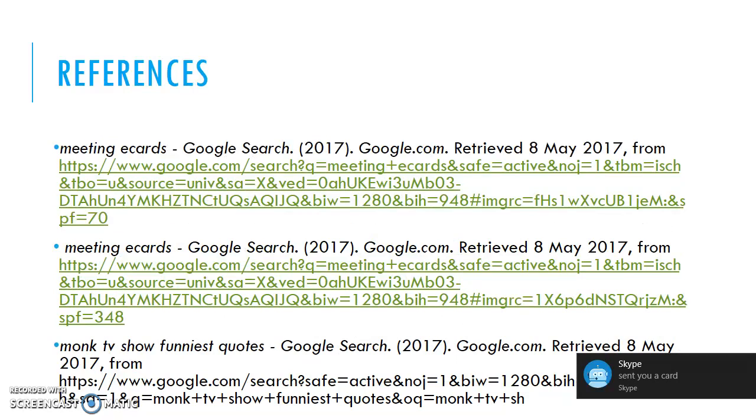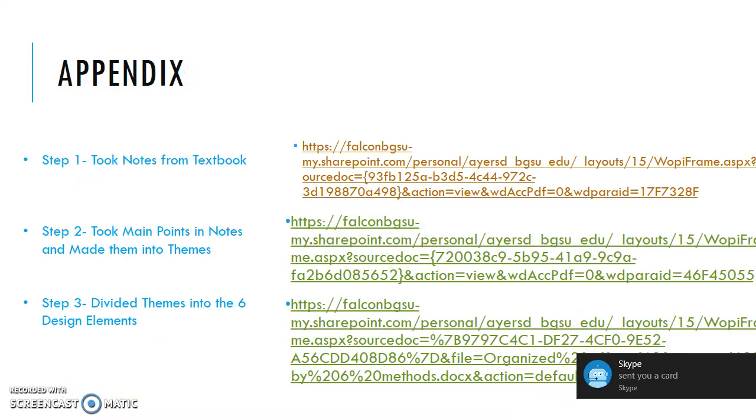So here are just some references. And then here's the appendix, and this is the last part, which has all the information of my affinity diagram.